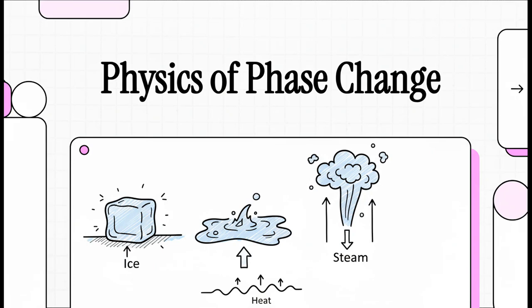Hello and welcome. Today, we are going on a really cool journey of transformation. Seriously, we're going to take a simple block of ice and figure out exactly what it takes in terms of physics to turn it all the way into super hot steam. All right, let's dive right in.